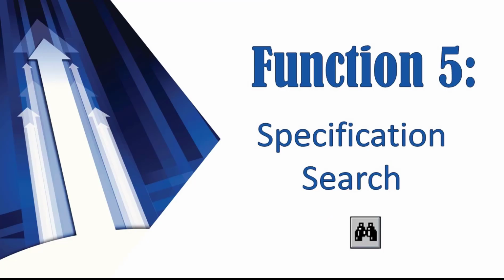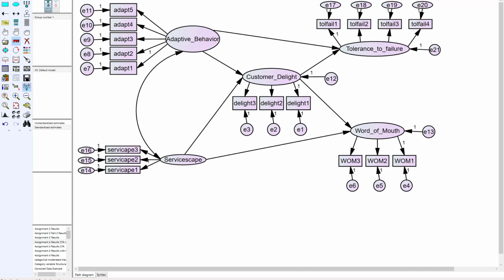Function 5. Function 5 is the specification search function, and the icon itself looks like binoculars. And it's on the ribbon on the left hand side as well. So what this function does is, if you want to think about it, a little of the opposite of what modification indices do.